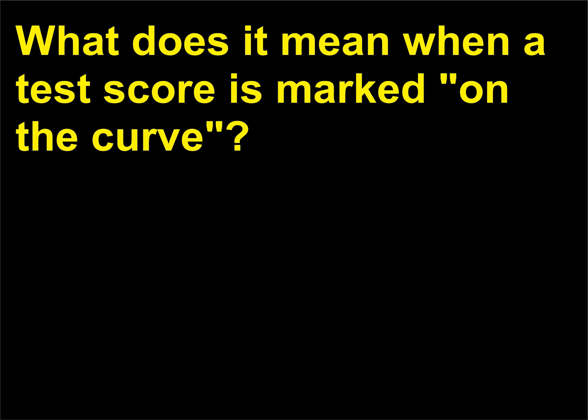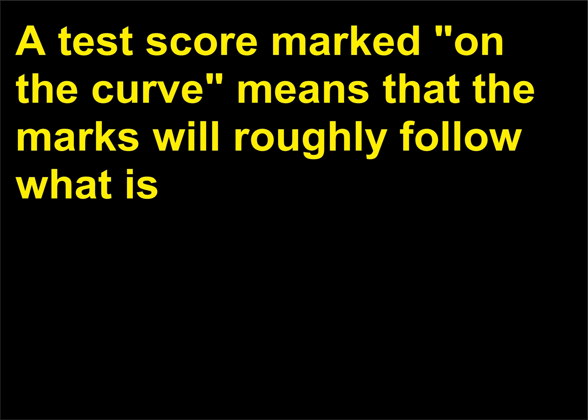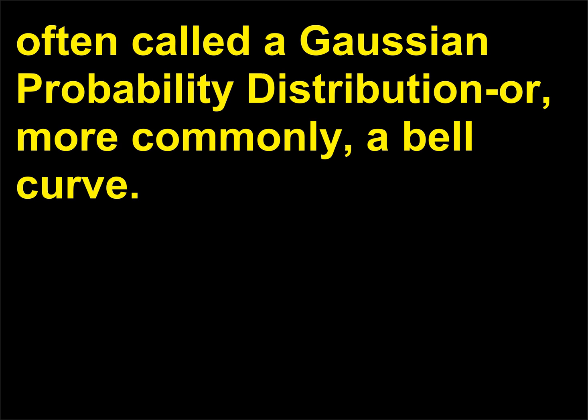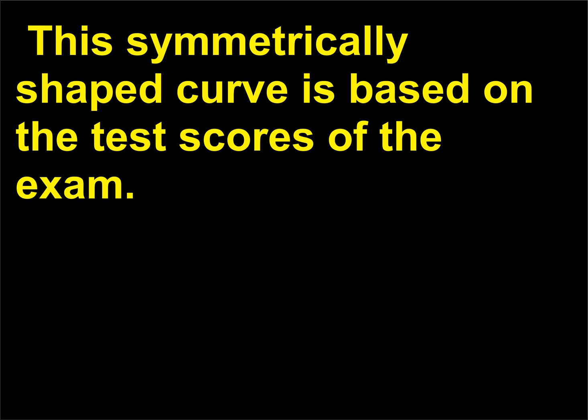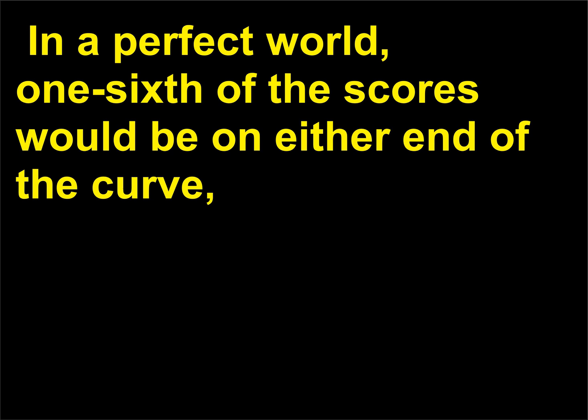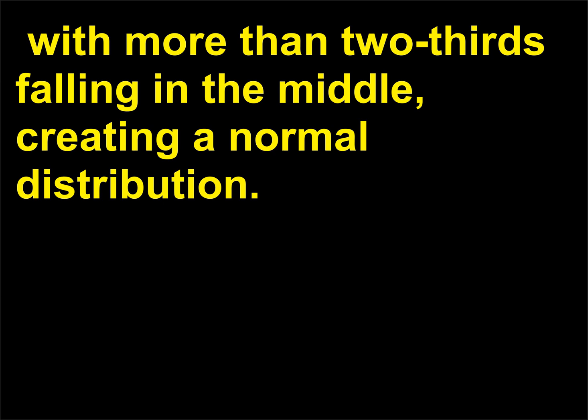A test score marked on the curve means that the marks will roughly follow what is often called a Gaussian probability distribution or, more commonly, a bell curve. This symmetrically shaped curve is based on the test scores of the exam. In a perfect world, 1/6 of the scores would be on either end of the curve, with more than 2/3 falling in the middle, creating a normal distribution.